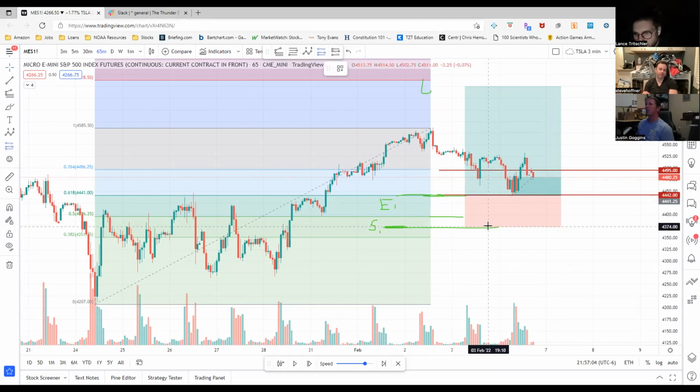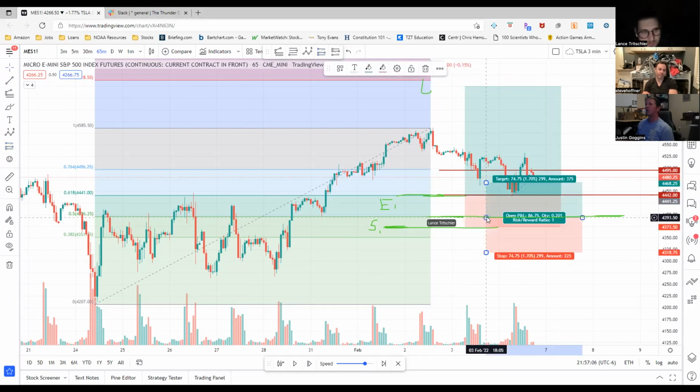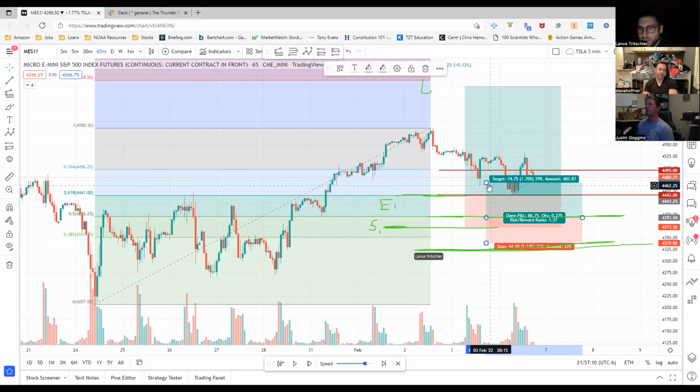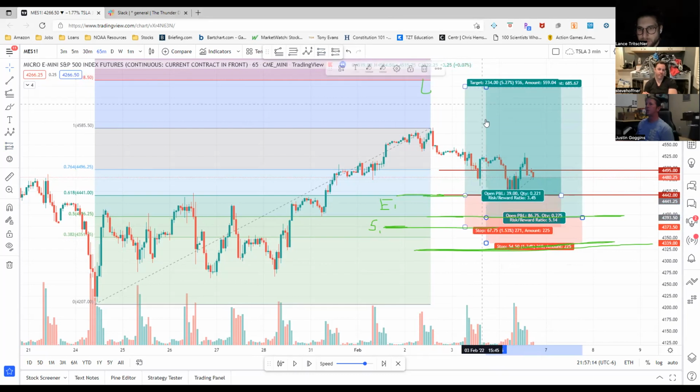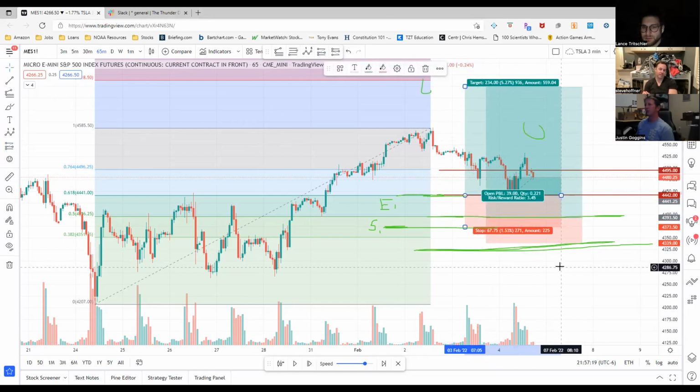and then we could add another R of risk right here with a stop down here. So right now we are risking 2R to make, what is this, 5 plus 3, about 9R. We're risking 2 to make 9.